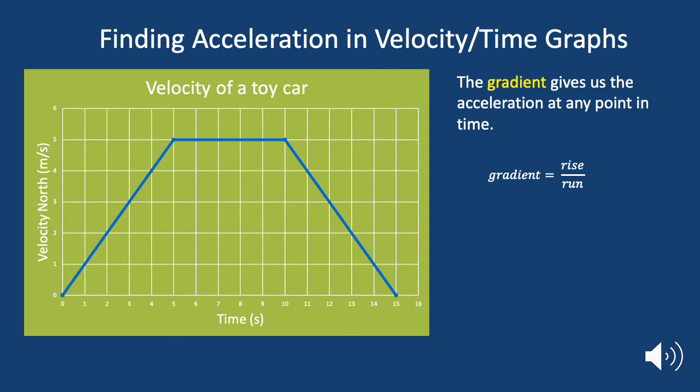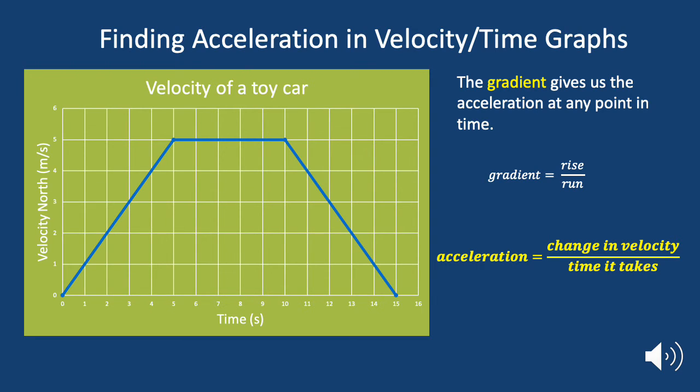Okay, fantastic. What about the middle 5 seconds, from 5 to 10 seconds? We see it doesn't rise at all. So the rise is 0. So the gradient is 0, which means the acceleration is 0 for the middle part of the journey. And for the final part of the journey, when we go from 10 to 15 seconds, it doesn't rise, it actually falls. So it's a negative rise, which indicates that it's a negative acceleration, which means that it's slowing down in this particular story. All right, the gradient gives us the acceleration at any point in time.